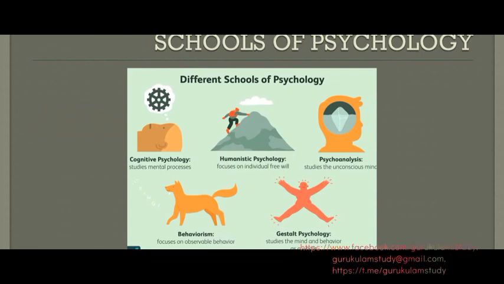So everything that is in the mind or in our body that can be observed is being divided into five things. If you want to observe thinking process, then you go with this. If you want to focus on something else, unconscious mind, you go with this, like that. So cognitive psychology is the study of mental process. Humanistic psychology is focused on individual free will. Then comes psychoanalysis, psychoanalytic approach, Sigmund Freud.